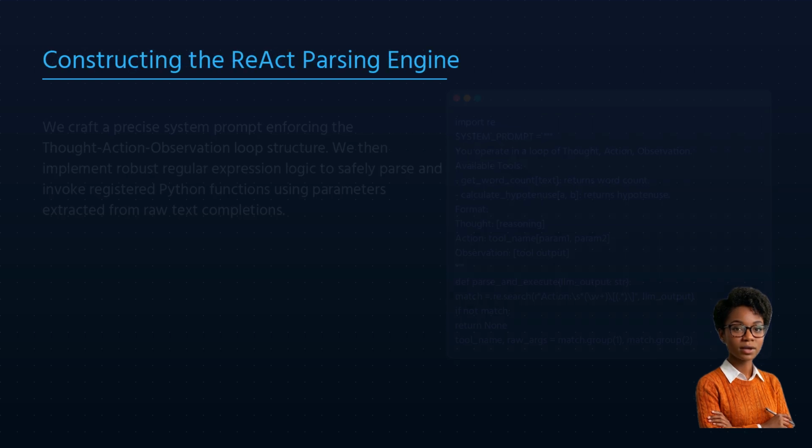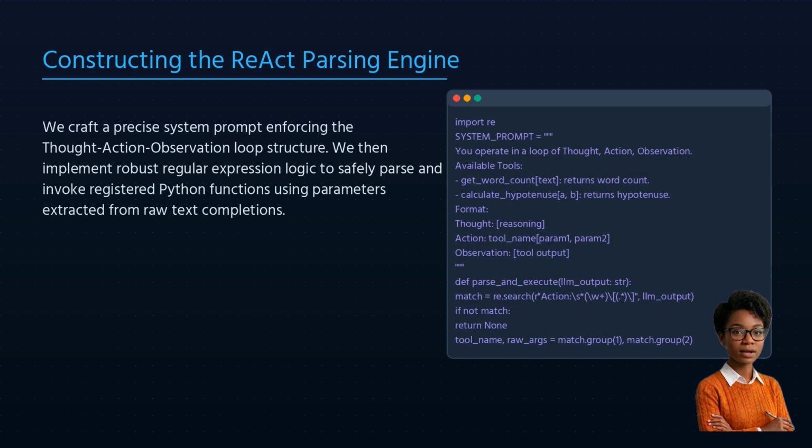Now, we construct the core loop that drives the entire agentic thought process. We write a detailed system prompt that establishes a strict format protocol. The model must always output a thought followed by an action structured precisely as toolname brackets parameter list.